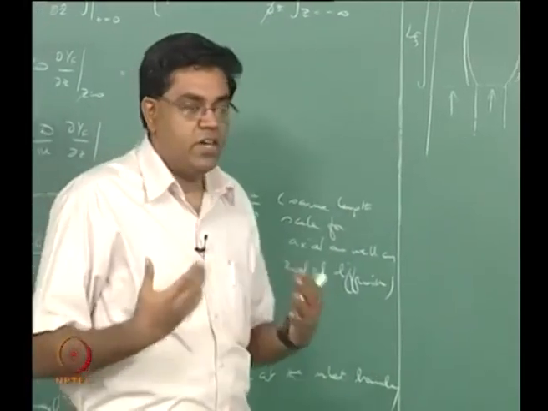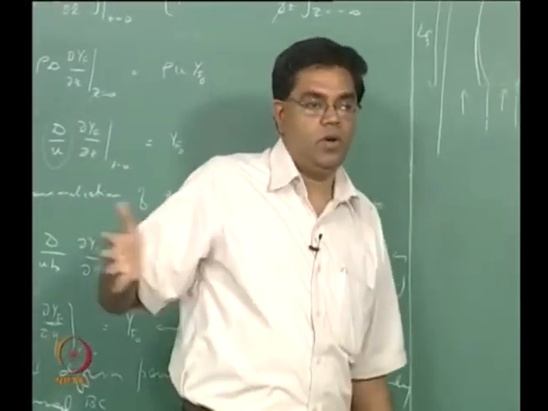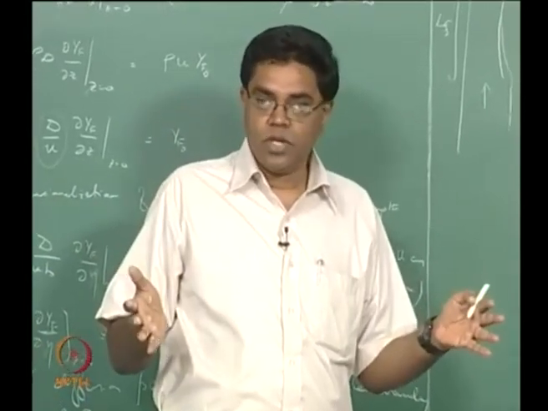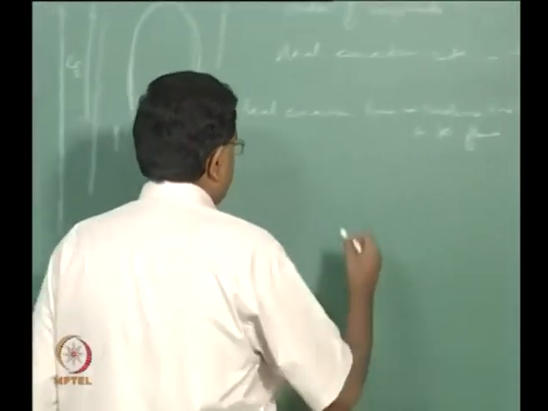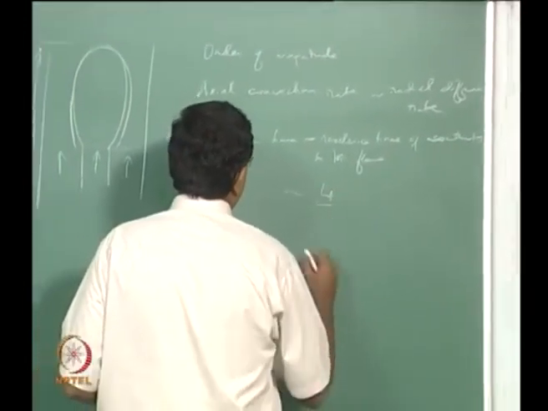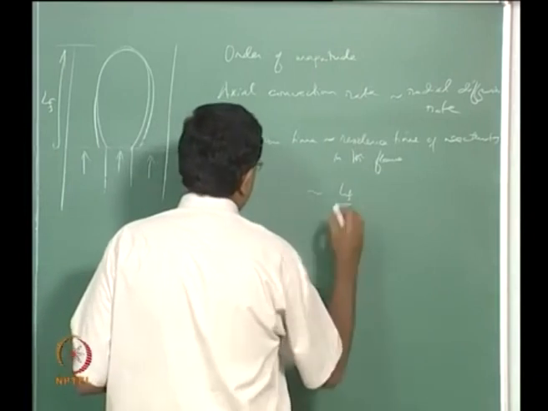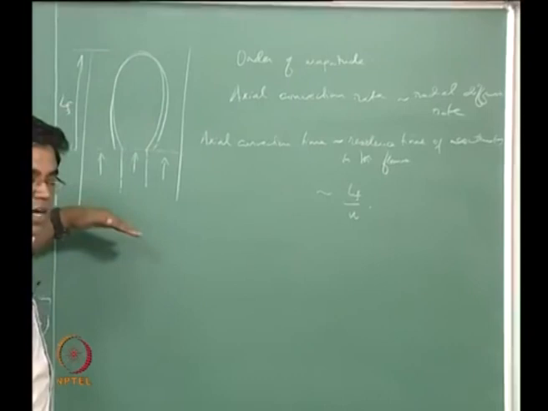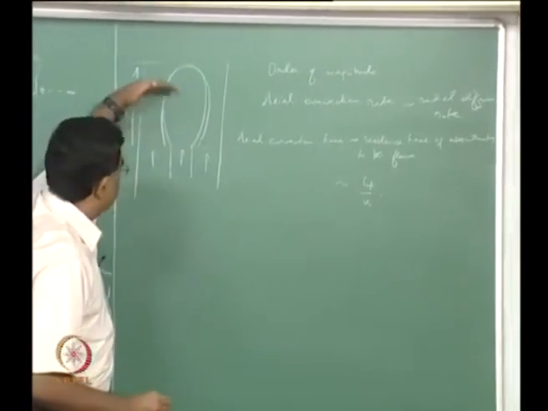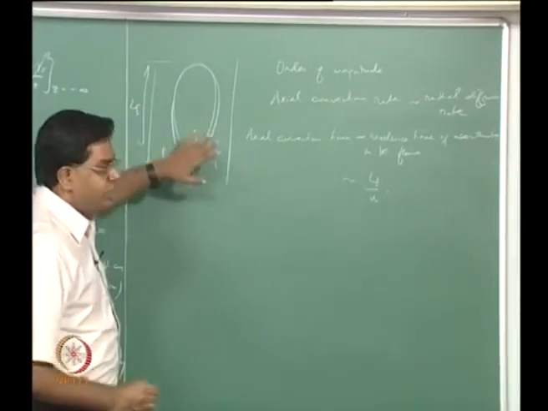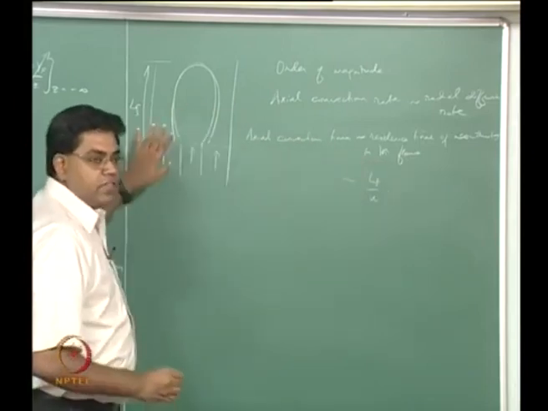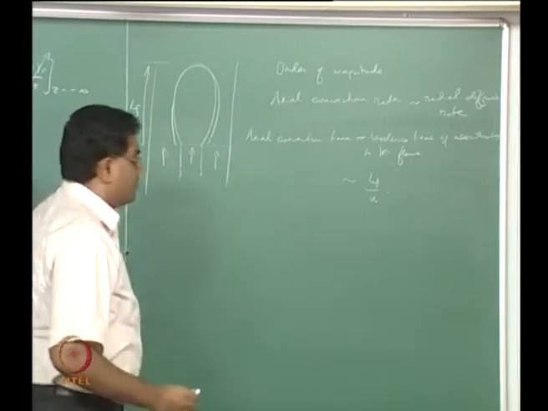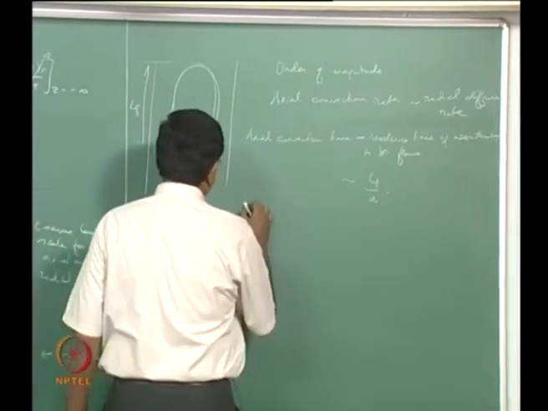Essentially the idea there is: what is the residence time of the reactants within this region? So there you are looking at LF over U. If this is the length of the flame, then as the flow goes along this, it is going to be there for so long. While it is there, it is now diffusing this way.